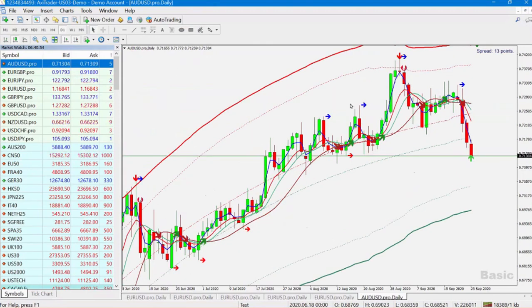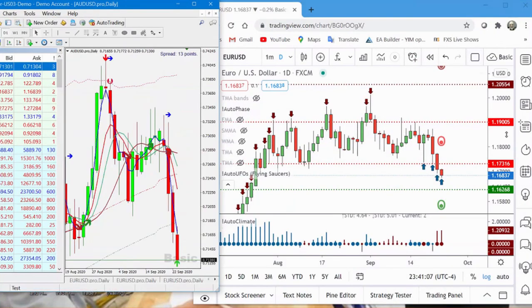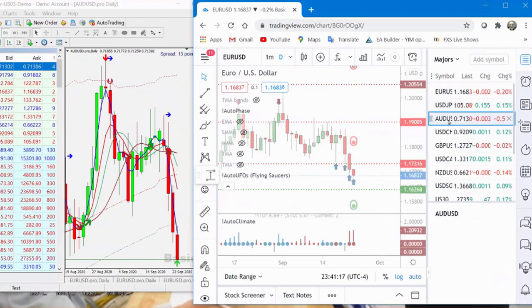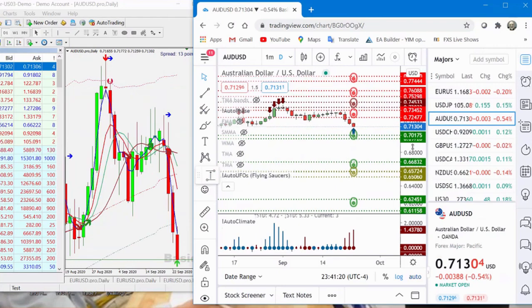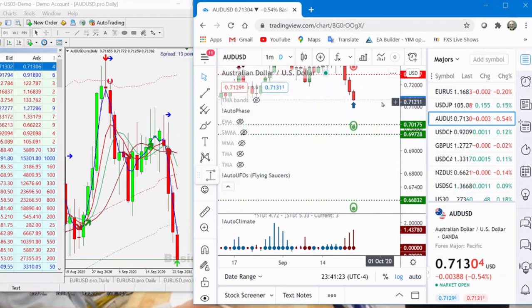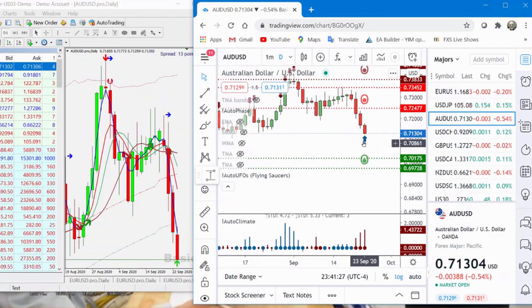And wow, Aussie looks very, very similar to the Euro that we just looked at. Let's go ahead, push this over, and I need to bring this back. Here we go. All right, so now let's go ahead and look at the Aussie here. And yep, look at that. You can see here.